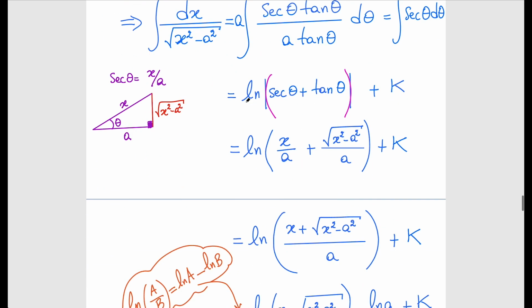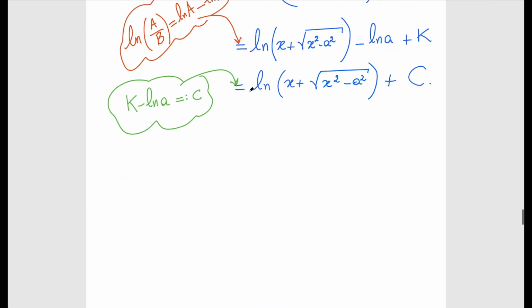Now if you move to case 2, which means that theta is now in pi over 2 all the way to pi, in the second quadrant.